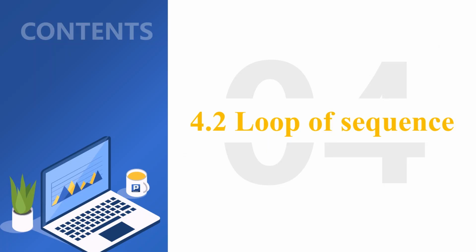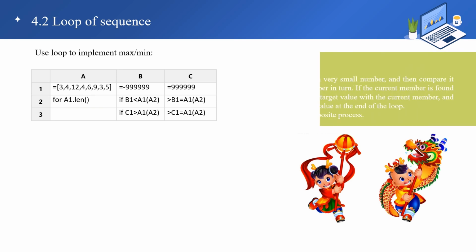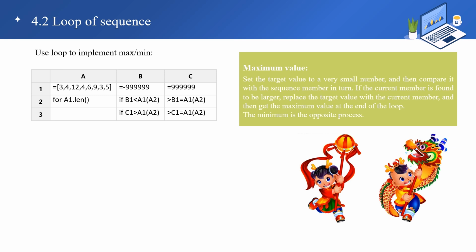Section 2. Loop of sequence. With loop, we can implement some aggregation operations for a sequence, such as the previous max or mean. In cell A2, the A1.len will return the length of sequence A1. This function in the form of x.f will be discussed later, and we just let it be here. This is a standard algorithm for calculating the maximum and minimum value. For the maximum value, set the target value to a very small number, and then compare it with the sequence member in turn. If the current member is found to be larger, replace the target value with the current member, and then get the maximum value at the end of the loop. The minimum is the opposite process.